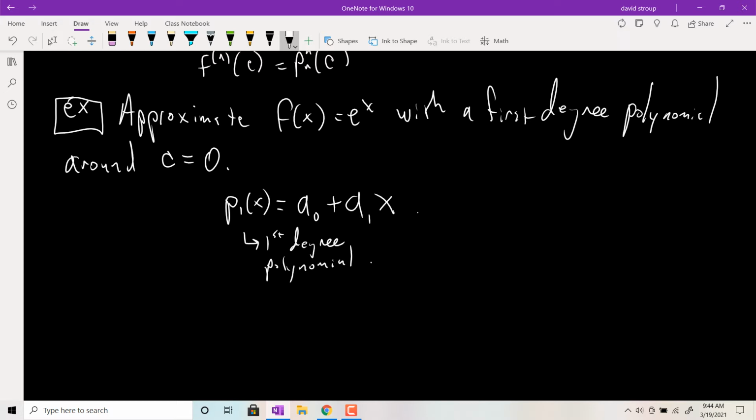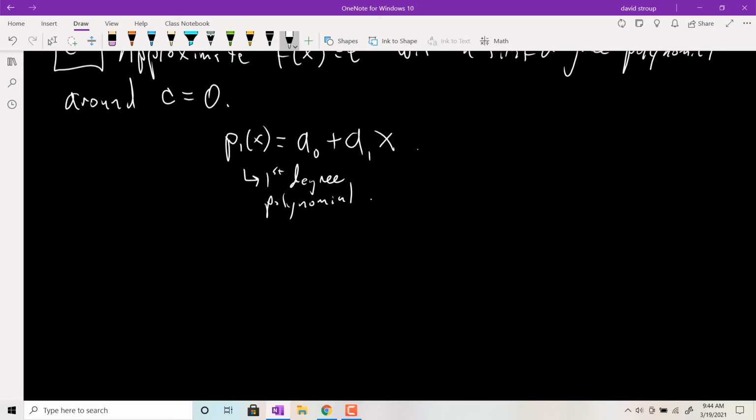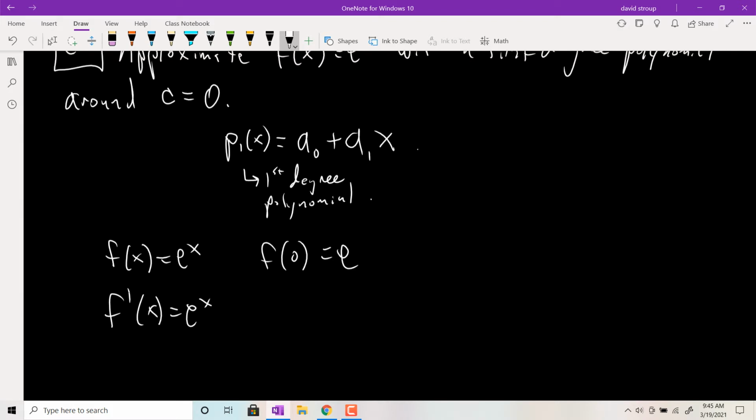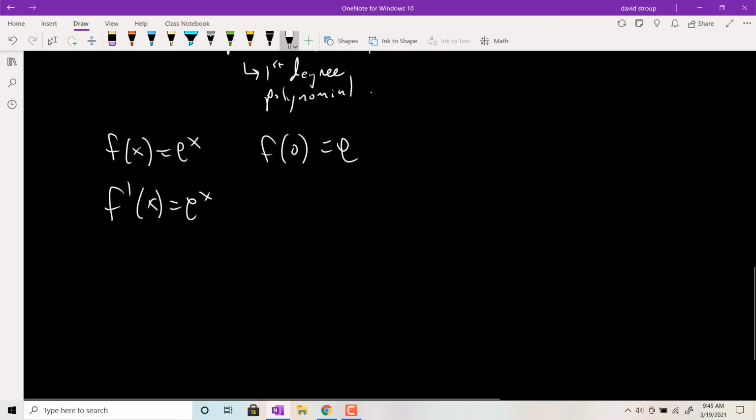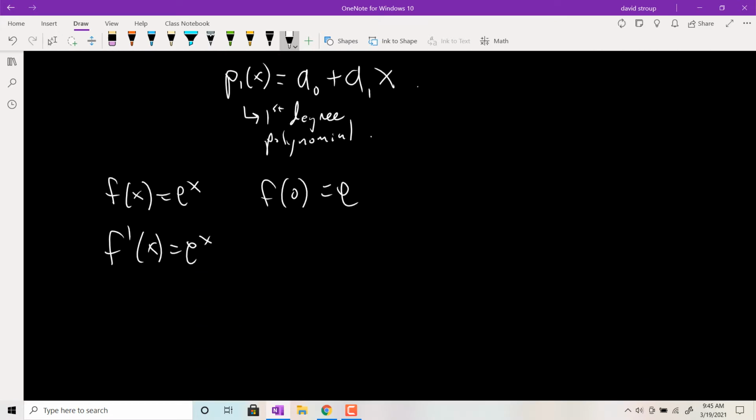Okay, so again, what do we need? We need the function and all of its derivatives to equal the polynomial and all of its derivatives. So here's f of x equals e to the x, and then we're going to need the first derivative, all the way up to the first derivative, that'll be e to the x. And then we need to evaluate these at the center, because we need to build this system of equations. So f of 0 will equal e to the 0, which of course is just 1. f prime of 0 will equal again e to the 0, which is just 1.